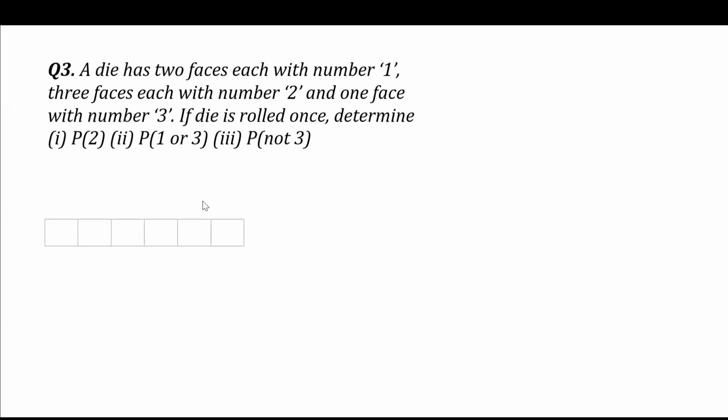Now in this question it says a die has two faces, each with number 1, and 3 faces with number 2, and one face with number 3. Wait, let me read it again. I got confused. A die has two faces, each marked 1. So two faces are marked 1. Let me write it down. So 1 is marked on two faces, right?